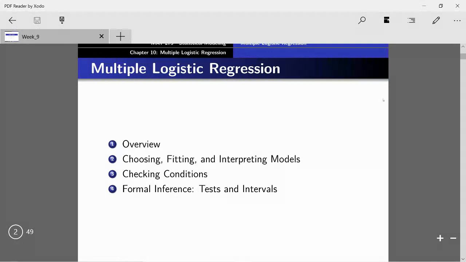We're going to talk about how to choose or select our optimal model, how to fit it using R, and interpreting model coefficient estimates that we get. And we're also going to talk about how to check the necessary assumptions for the multiple logistic regression model, and then how to conduct formal inference using hypothesis testing and constructing confidence intervals.